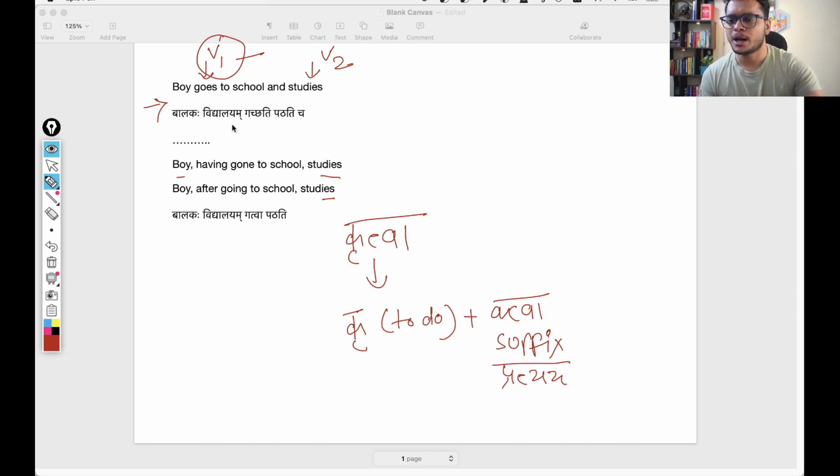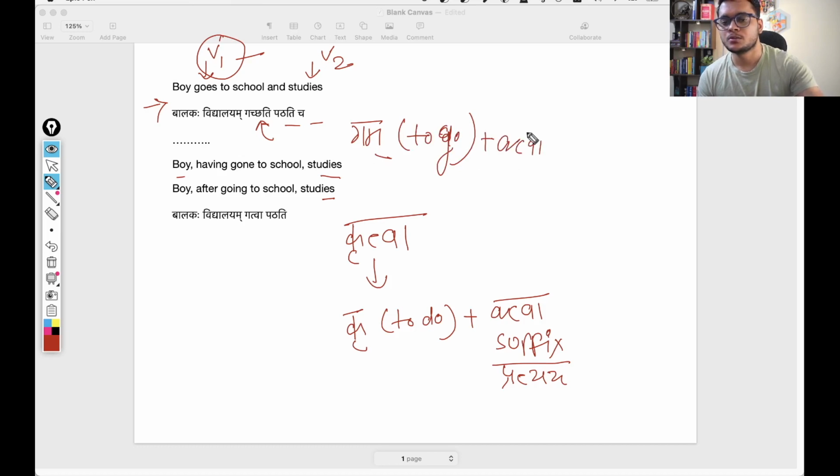So here, balaka vidyalayam gacchati pathati cha, this is the normal form. But if we apply twa pratyay to this gacchati, which is formed from the dhatu gam, to go, when we apply twa suffix to this dhatu gam, it becomes gatva. And the statement becomes balakaha vidyalayam gatva pathati, that having gone to school, boy studies. So this is the use of this suffix twa.